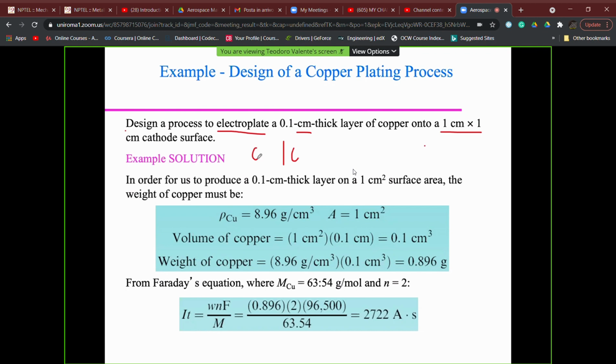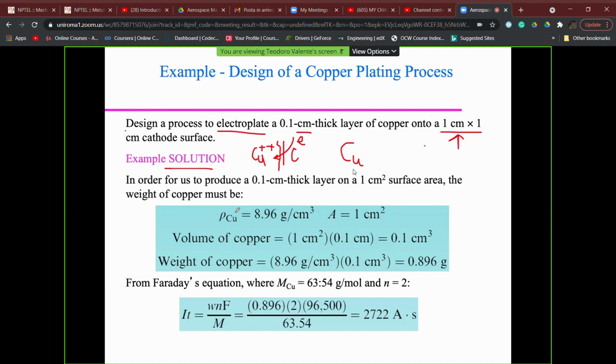We have the copper ions in the solution at the cathode, because we do have a source. On the cathode there are electrons arriving. These electrons are consumed by the copper ions, which can reduce to the 0 form in terms of oxidation number, and then give rise to the deposit. How can we solve this simple problem? If we want to produce a 0.1 centimeter thick layer on a 1 square centimeter surface area, which must be the weight of copper?